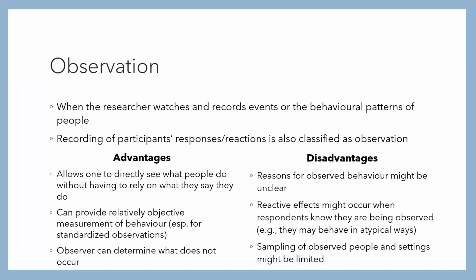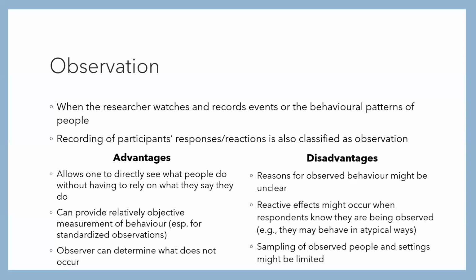And disadvantages of this are that the reasons for the observed behavior that you are recording might be unclear, and often you can't just go up and ask participants about it. Reactive effects, also known as demand characteristics, might occur when respondents know they're being observed. So they might behave in atypical ways. They might try to mess with the researcher's results, but more frequently, they usually just try and act in a more socially desirable way because they know they're being watched and they don't want the researchers to think poorly of them.